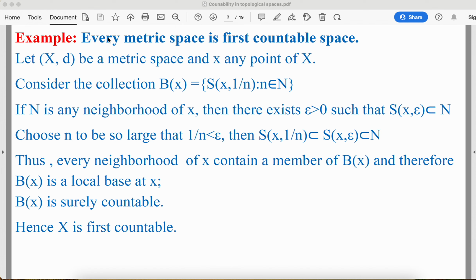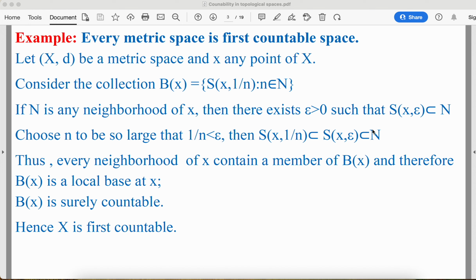Suppose (X, d) is a metric space and x is any point of X. If we consider a collection of balls centered at x and radius 1/n, where n is a natural number, which we denote by B_x, then if N is any neighborhood of x, there exists epsilon greater than 0 such that the ball centered at x and radius epsilon is a subset of N. If we choose n so large that 1/n is less than epsilon, then the ball centered at x and radius 1/n is a subset of the ball centered at x and radius epsilon, and this is a subset of N.